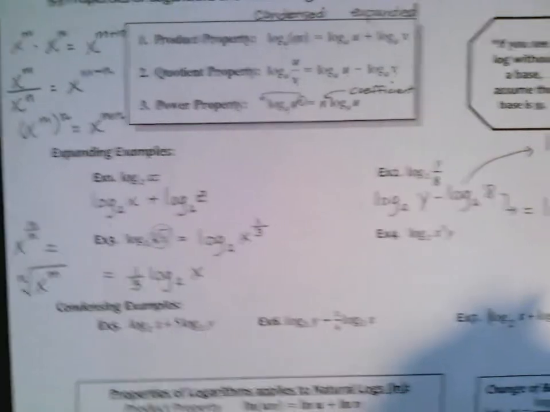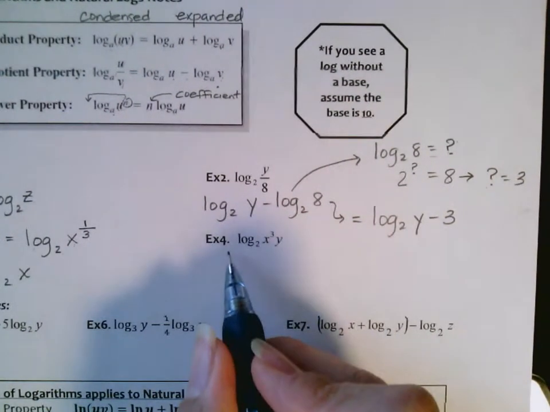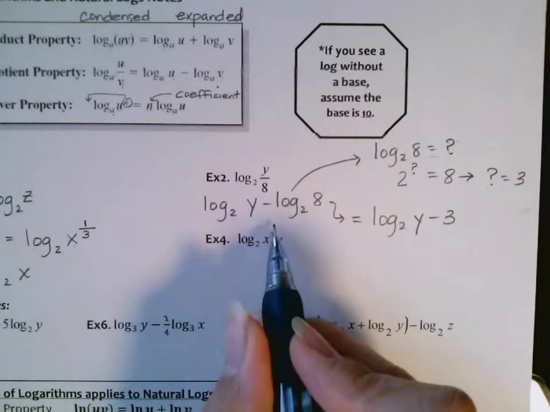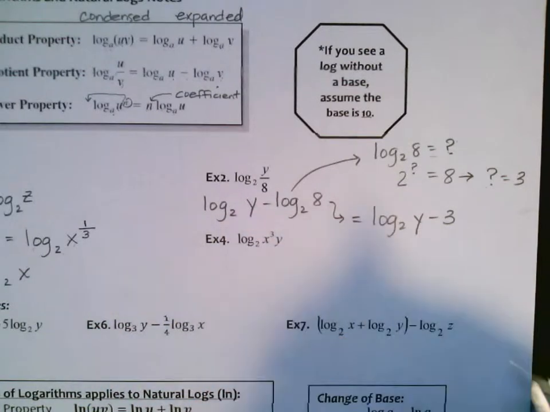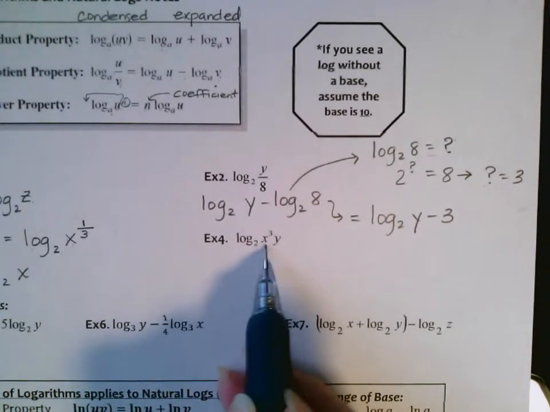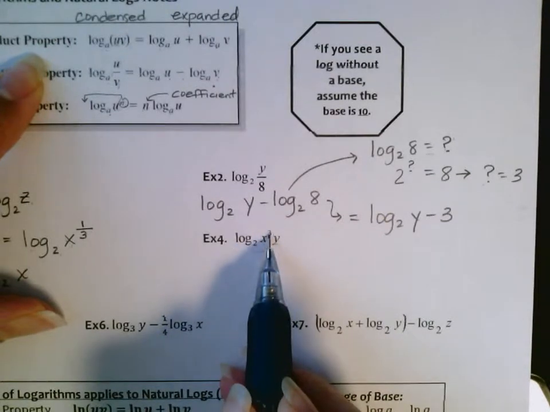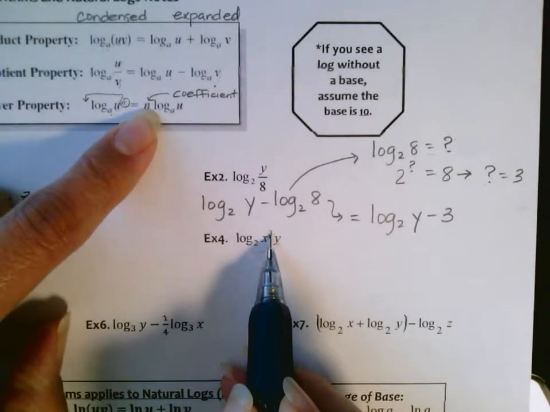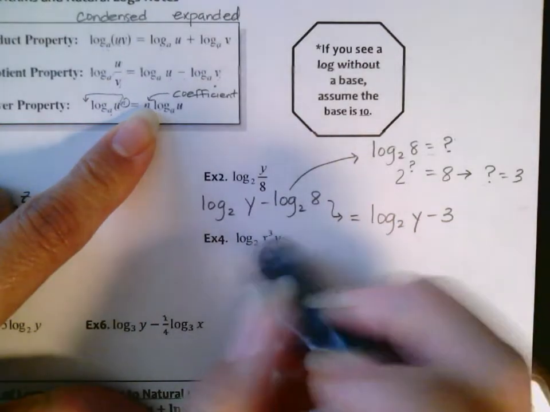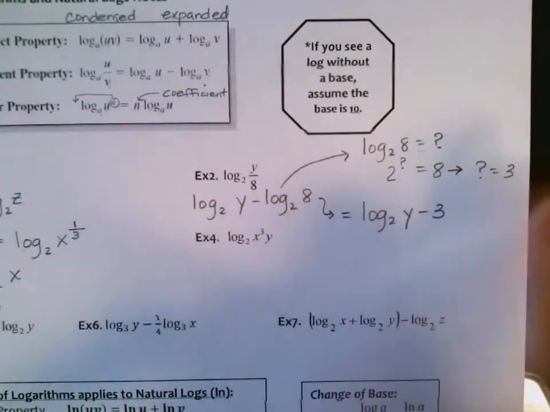So let's slip over here to example 4. Log base 2 of x to the third times y. I actually have several properties going on here. I see two things are multiplying, so that means I'm going to apply the product property over here. And I also notice that there's an exponent, and anytime I have exponents, I move them as coefficients. Well, let's do one step at a time, although if you're comfortable, you can do it all at once, okay? So here we go. I'm going to split it up.